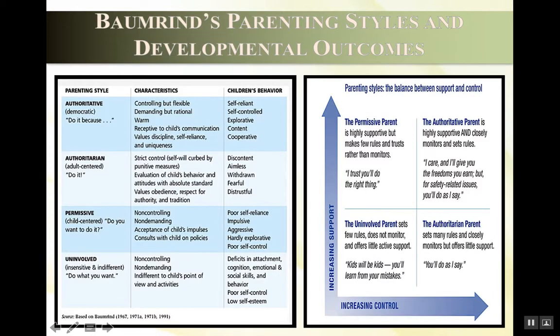There are four main types of parenting: authoritative, authoritarian, permissive, and uninvolved. An authoritative parent says, do it because, and gives a reason. They expect you to do something. They have high expectations and they're controlling, but they're flexible. They're going to explain to the child why they're doing what they're doing.